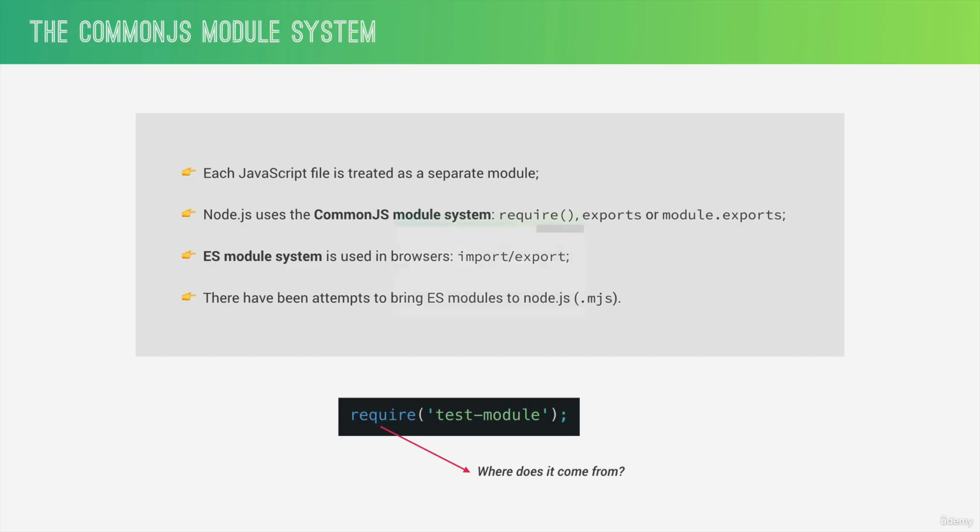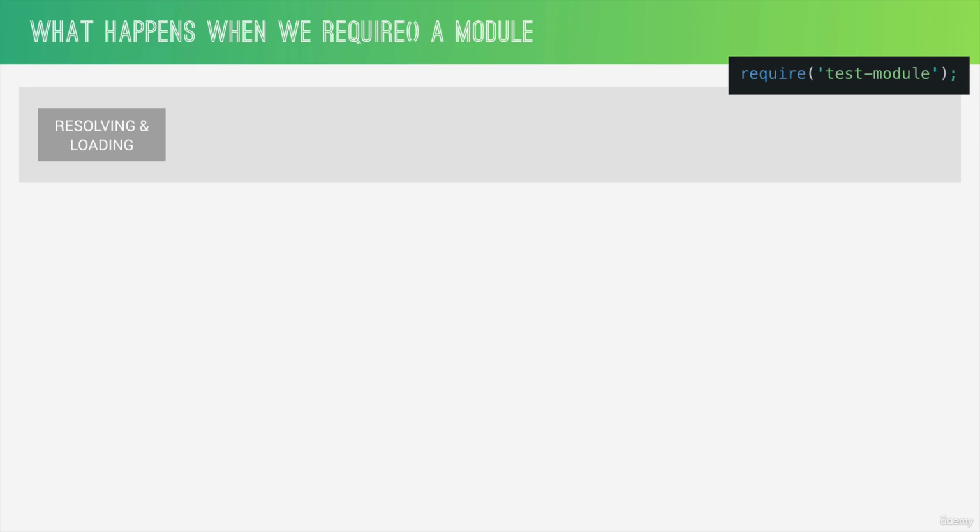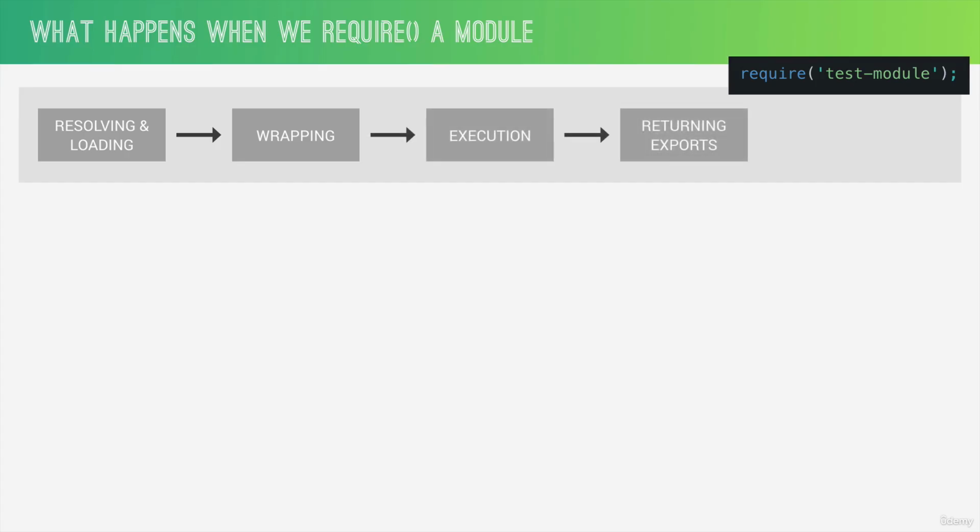Well, let's find out. So the question here is, what happens each time that we require a module by calling the require function with the module name as the argument? As a very broad overview, the following steps are executed behind the scenes. First, the path to the required module is resolved and the file is loaded. Then a process called wrapping happens. After that, the module code is executed and the module exports are returned. And finally, the entire module gets cached. Alright, so let's now look at each step in more detail.